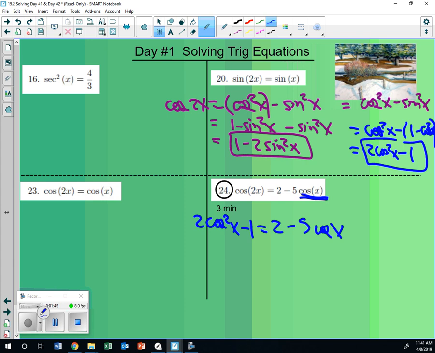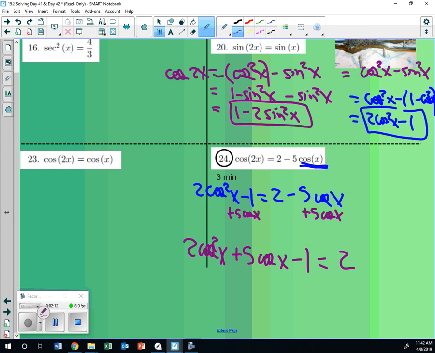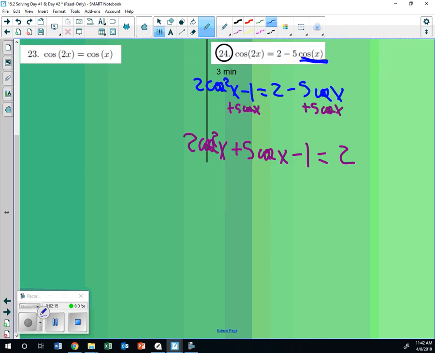Please, if you're drifting off, focus today. Focus right now, because this you're going to want to be able to do. I'm going to add 5 cosine x to both sides. So you're going to get 2 cosine squared x plus 5 cosine x minus 1 equal to 2. And then I'm going to subtract 2 to make this minus 3 equals 0.